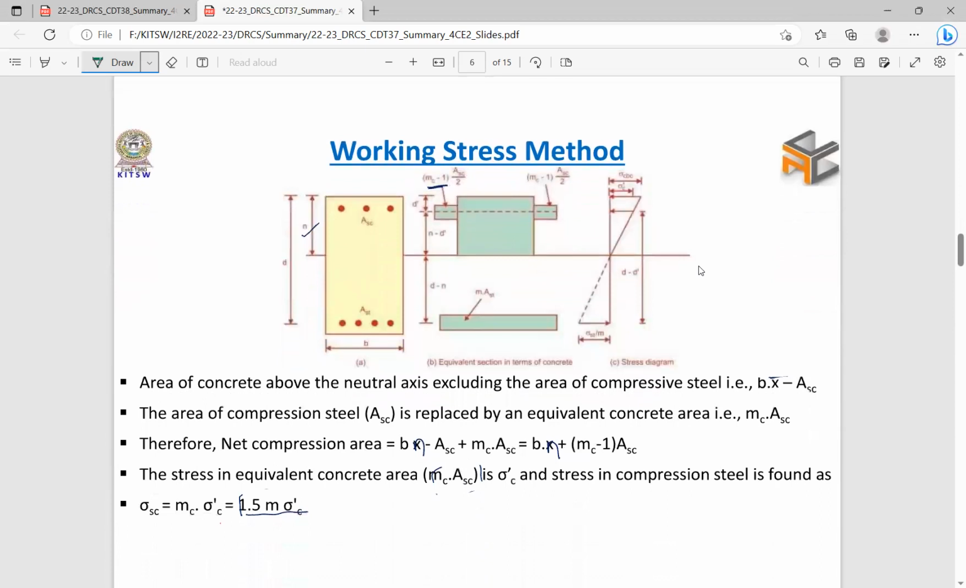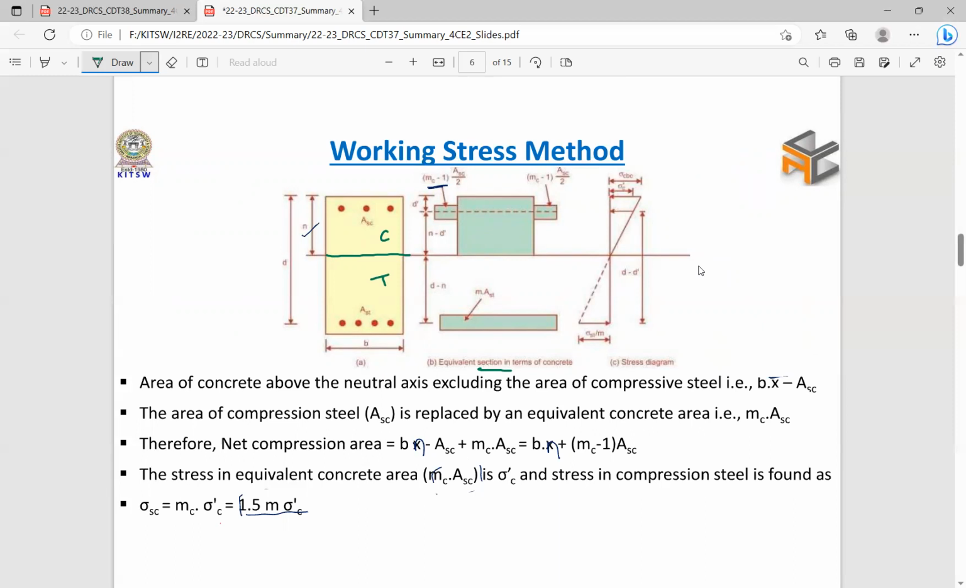If you see here, we need to convert to an equivalent section. So this is the equivalent section of concrete, this is the concrete portion. To take care of compressive forces, the top fibers are under compression and the bottom fibers are in tension, in general for simply supported beams. So the concrete portion will be active to take care of compressive forces.